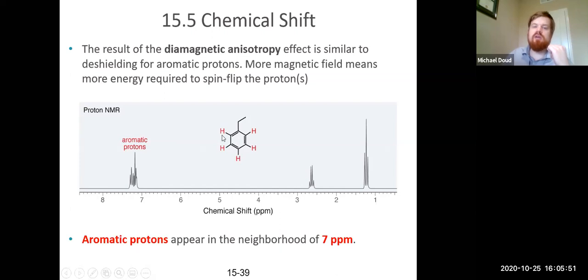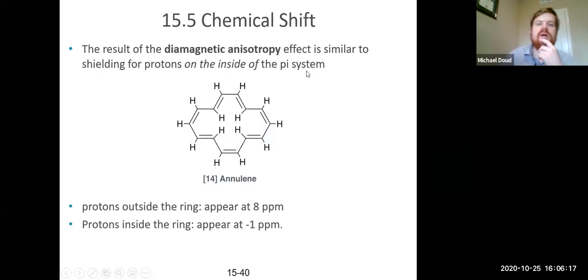Even though these hydrogens aren't involved in any polar bonds, and there's no polar bonds on this molecule whatsoever, these aromatic protons show up all the way above 7 parts per million. So usually between 7 to 8 parts per million, that's where you're going to see these aromatic protons. That's just another thing to keep in mind there. And it's basically just deshielding, and it's only going to happen for our aromatic protons. So just keep that in mind.